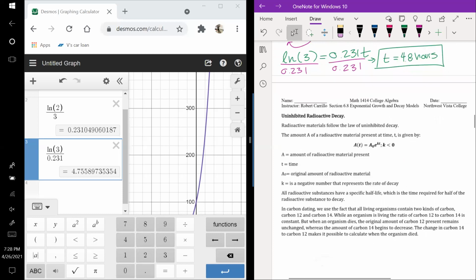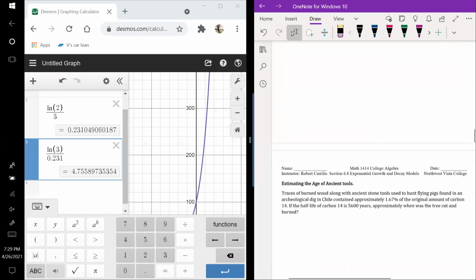Okay, so all radioactive substances have a specific half-life, which is the time required for half of the radioactive substance to decay. In carbon dating, we use the fact that all living organisms contain 2 kinds of carbon, carbon 12 and 14. While an organism is living, the ratio of carbon 12 to carbon 14 is constant, but when an organism dies, the original amount of carbon 12 present remains unchanged, whereas the amount of carbon 14 begins to decrease. The change in carbon 14 to carbon 12 makes it possible to calculate when organisms died.